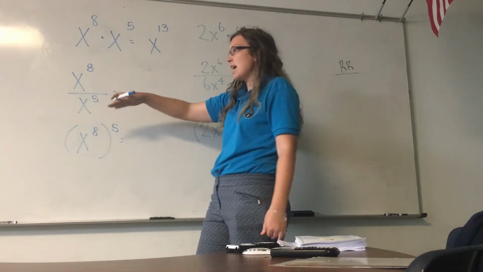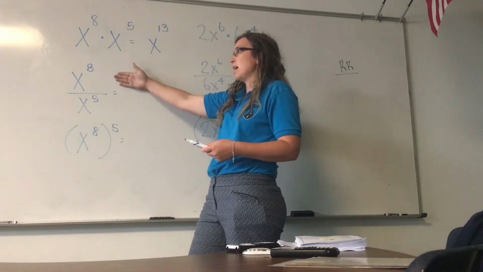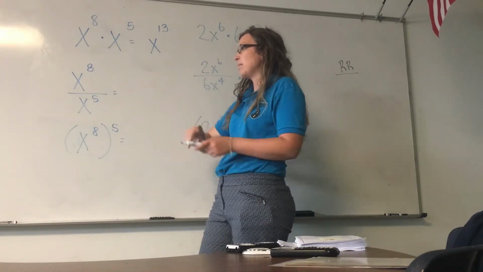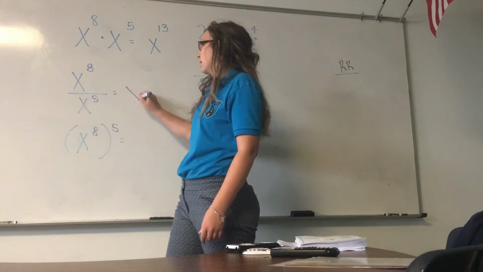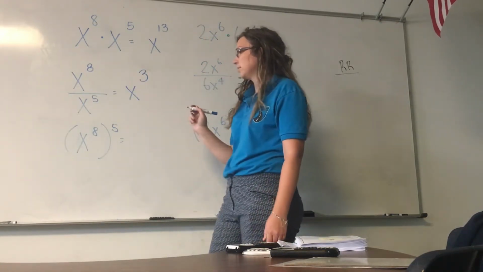My rule, if I'm dividing two numbers that have exponents, my shortcut is to subtract them. I have 8 x's on the top, 5 x's on the bottom. So we're going to subtract and get 8 minus 5 is 3.